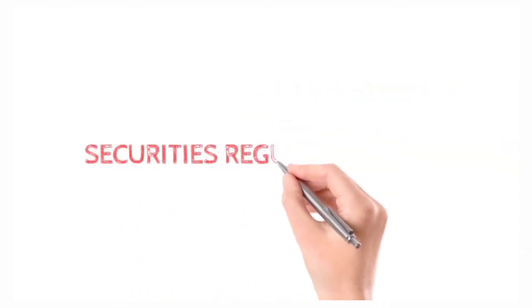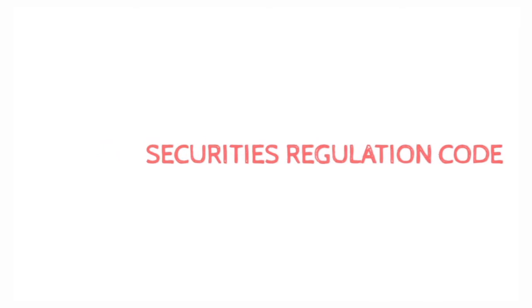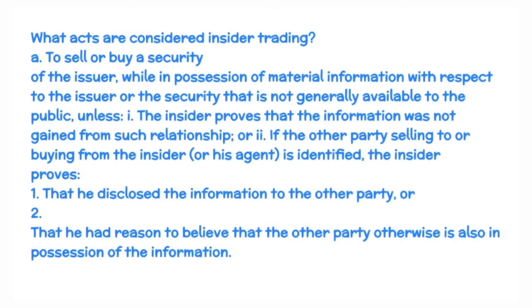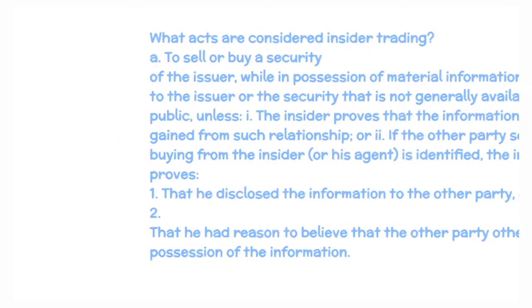Securities Regulation Code. What acts are considered insider trading? A. To sell or buy a security of the issuer while in possession of material information with respect to the issuer or the security that is not generally available to the public, unless 1. The insider proves that the information was not gained from such relationship, or 2. If the other party selling to or buying from the insider, or his agent, is identified, the insider proves, first, that he disclosed the information to the other party, or, last, that he had reason to believe that the other party otherwise is also in possession of the information.